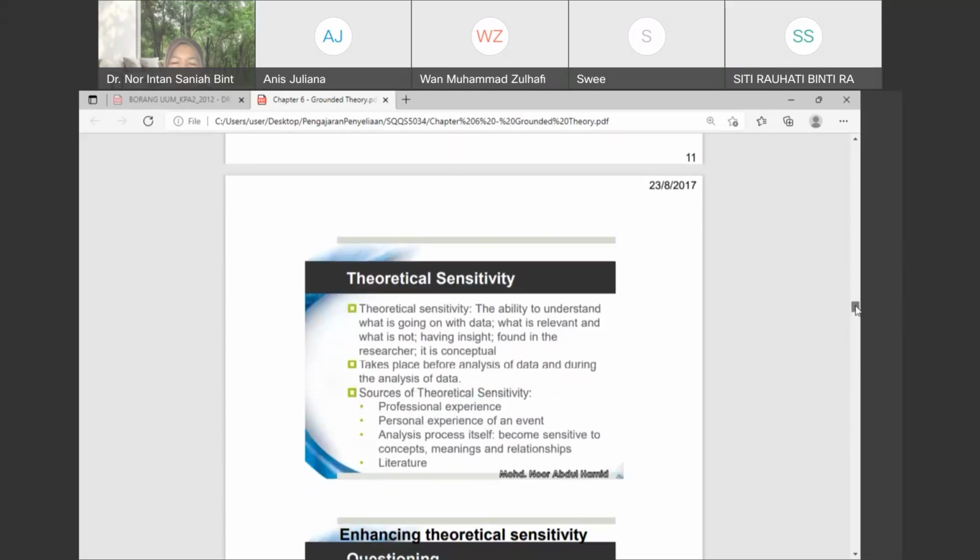Maybe that's why, besides that, we also need respondents who can help us to analyze and discover the issues that we want. The analysis process itself becomes sensitive to concepts, meanings, relationships, and of course the literature. Sometimes what we find out from our respondents is not what we expect. So that's why we need some literature to support our findings. Same goes for quantitative, right? Sometimes when we do analysis, our hypotheses, we have to reject.